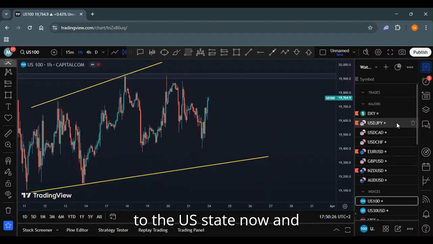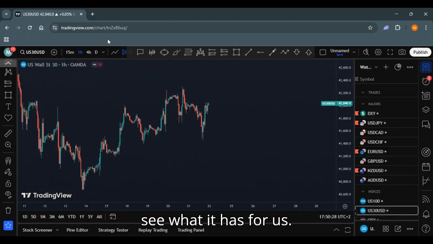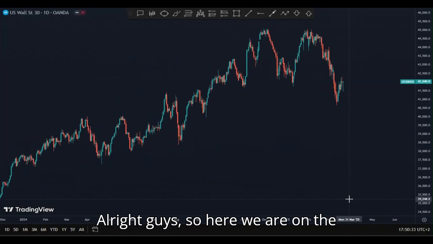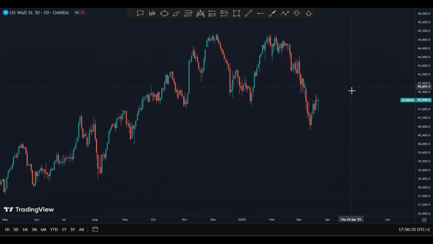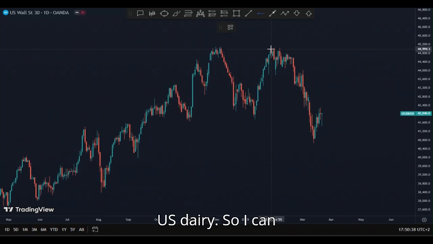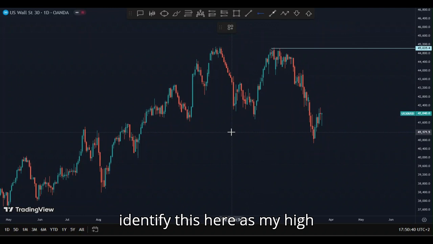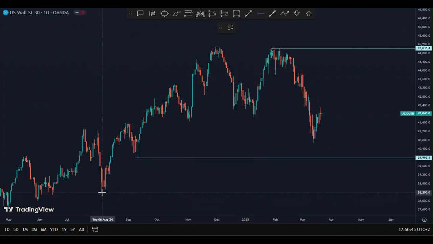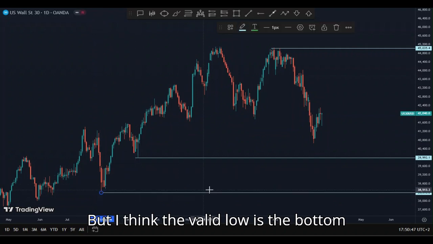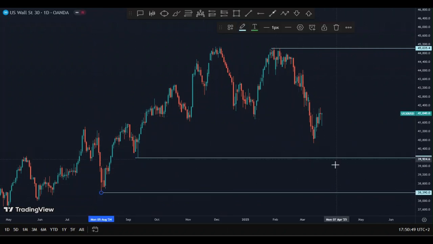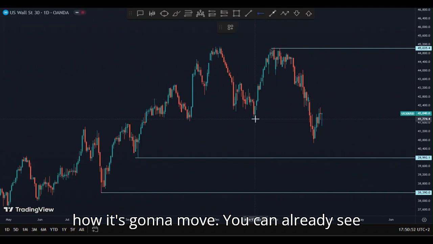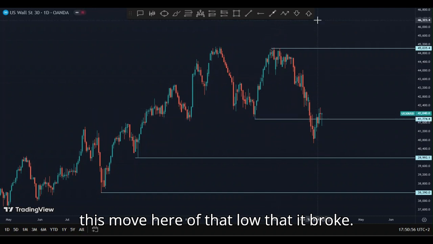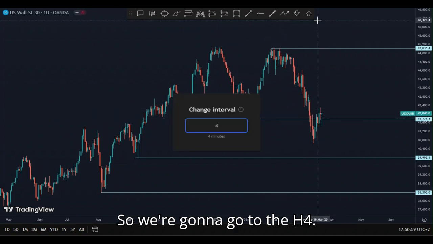Let's go to the US date now and see what it has for us. Alright guys, so here we are on the US 30. So I can identify this here as my high and this here as my low. But I think the valid low is just the bottom one. But now we're just waiting to see how it's gonna move. I can already see it was testing this back end of this move here of that low that it broke. So we're gonna go to the H4.